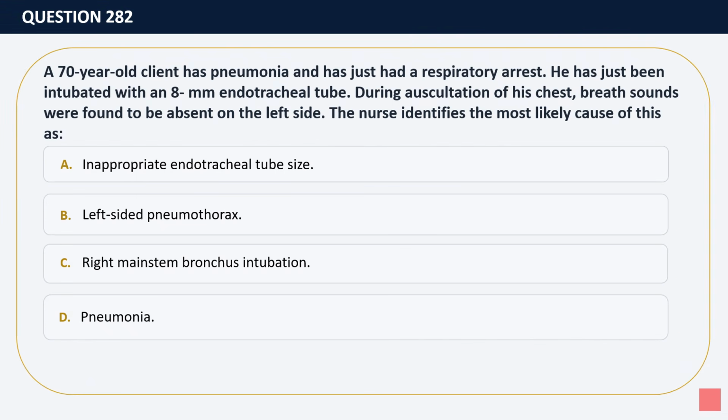Question 282. A 70-year-old client has pneumonia and has just had a respiratory arrest. He has just been intubated with an 8 mm endotracheal tube. During auscultation of his chest, breath sounds were found to be absent on the left side. The nurse identifies the most likely cause of this as: A. Inappropriate endotracheal tube size. B. Left-sided pneumothorax. C. Right mainstem bronchus intubation. D. Pneumonia.